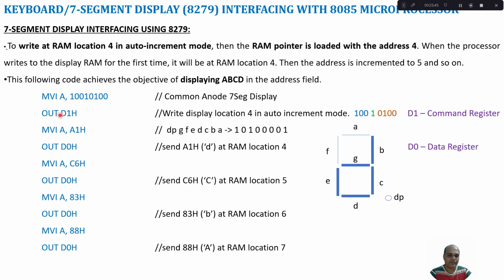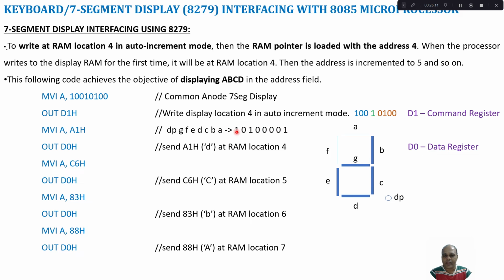D1 is an IO address, a memory-mapped-free IO address. It's an 8-bit address, and A0 is 1, which means write the data into the command register. The other bits A1 to A7 will be used for chip select lines. Then the next data is A1, which is nothing but 10100001.